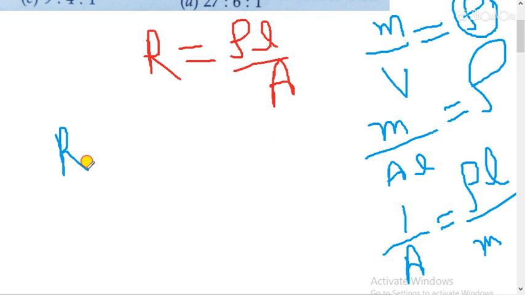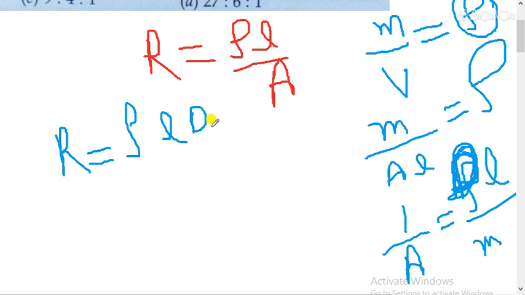So I will write here R equal to rho into L. Students, I will write D for density because two rows will be there. One is resistivity, one is density. So I will write D for density. So now rho into L upon A. So 1 by A I will write as D into L by mass M. So I hope it is clear.